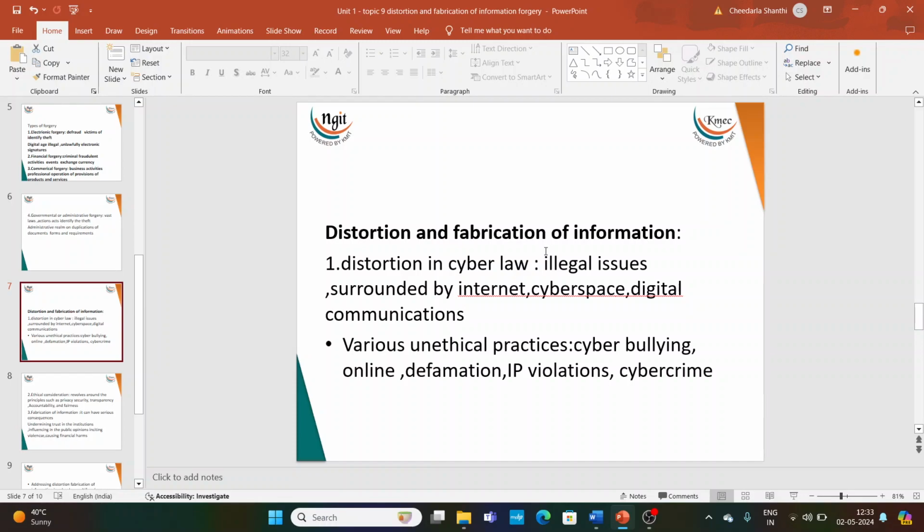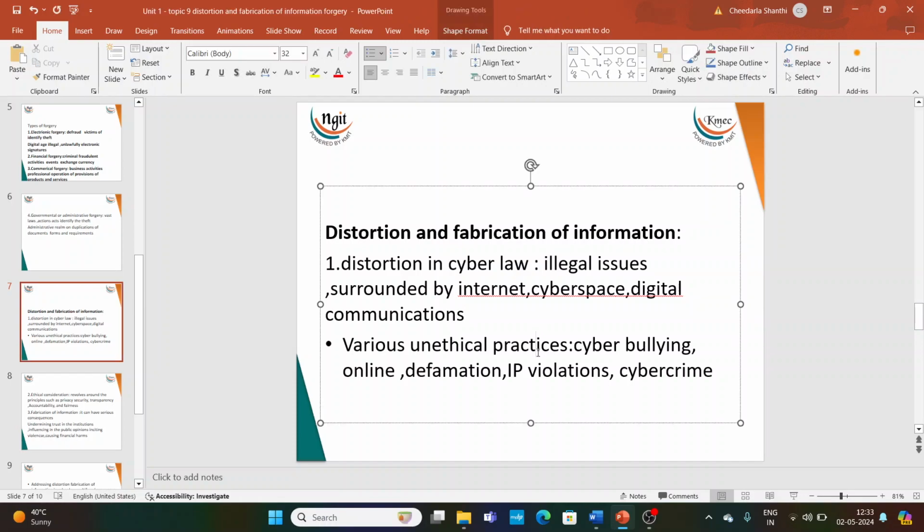Here, various unethical practices are identified. It involves cyber bullying, online harassment, defamation, and violations of intellectual property: what is a copyright, what is a trademark, and what violations come from the owners. They have to give solutions, addressing the problem statements that arise. Based on this, you give the practices under the IP sections.